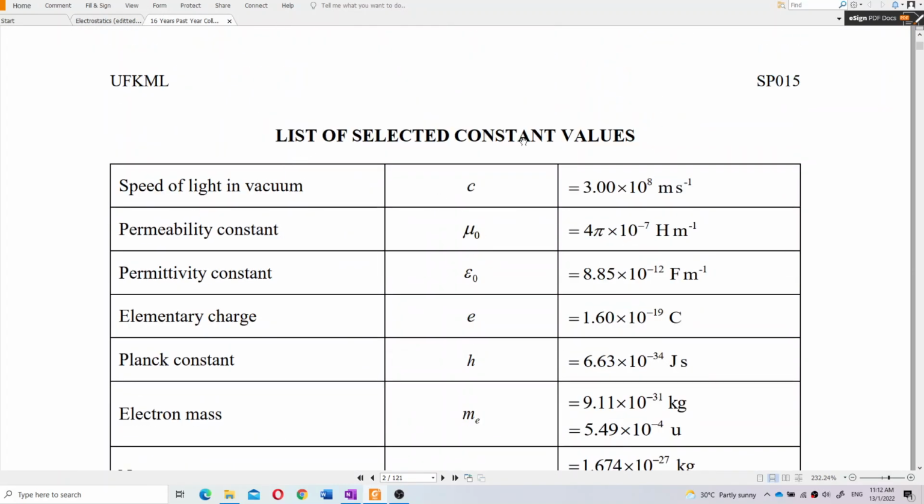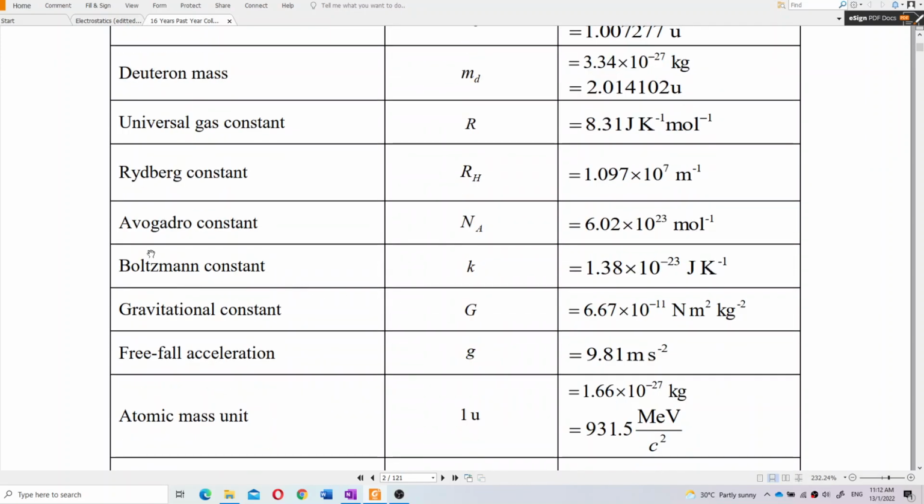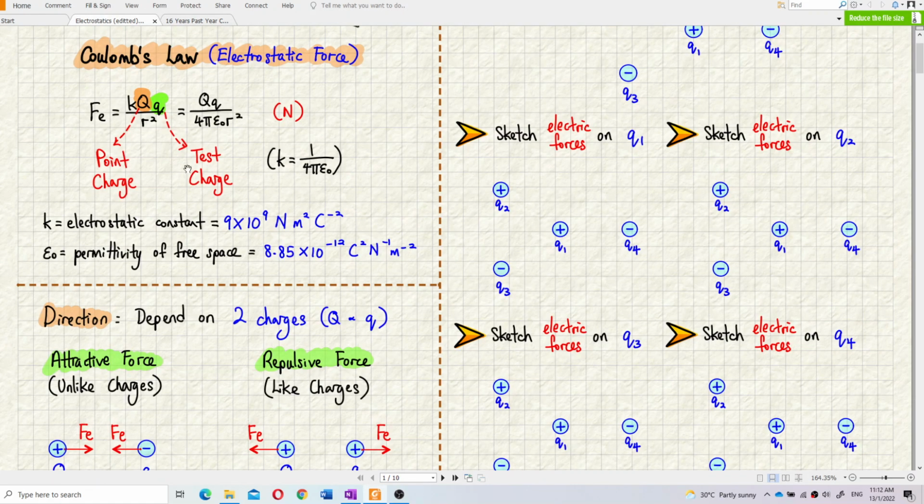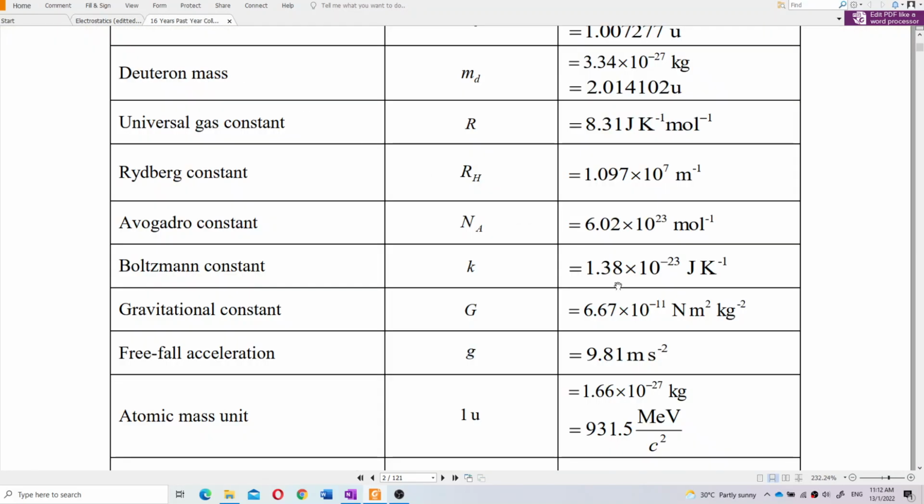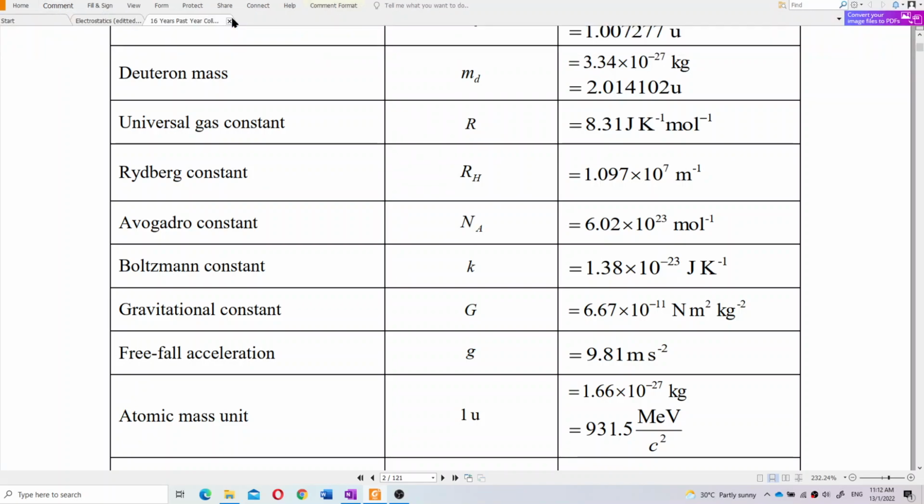This is our list of constants provided in the exam. So where's the K value? Is this the Boltzmann constant? Is it the same as this one, 1.38 exponent negative 23? Is it that one? No, it's not that one. K is 9 exponent 9. Yeah, 9 exponent 9 is not 1.38 exponent negative 23.